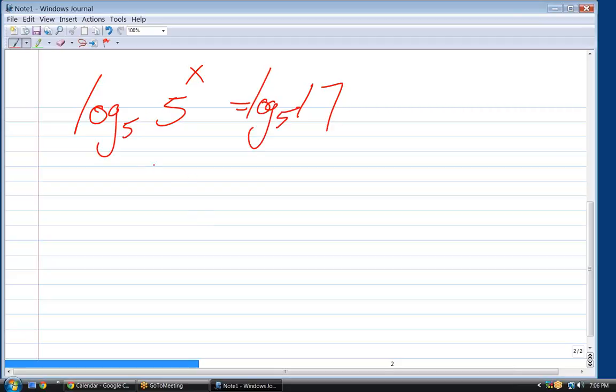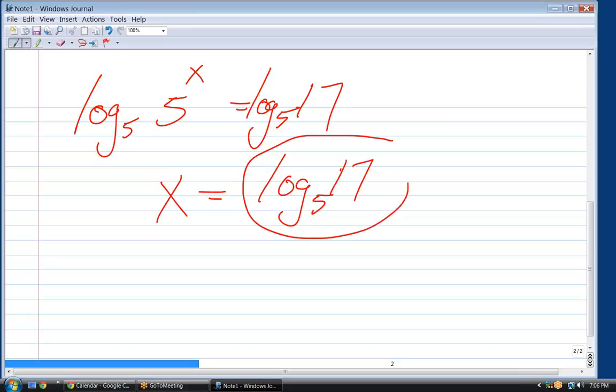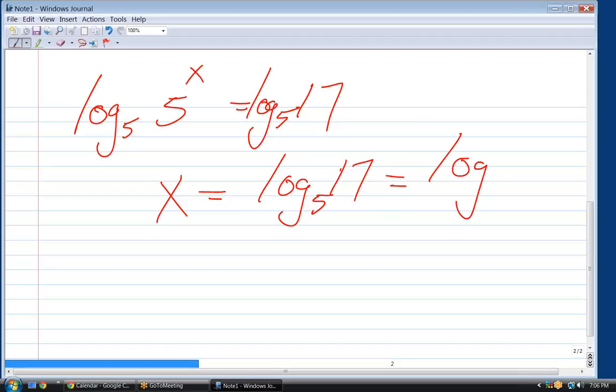it certainly reduces the left side immediately to x, but then I've got this thing that I can't get out of my calculator without using change of base. So what's the change of base formula? How would I get this number from my calculator? Log 17 divided by log 5. Right, okay, so those are the steps we had to take.